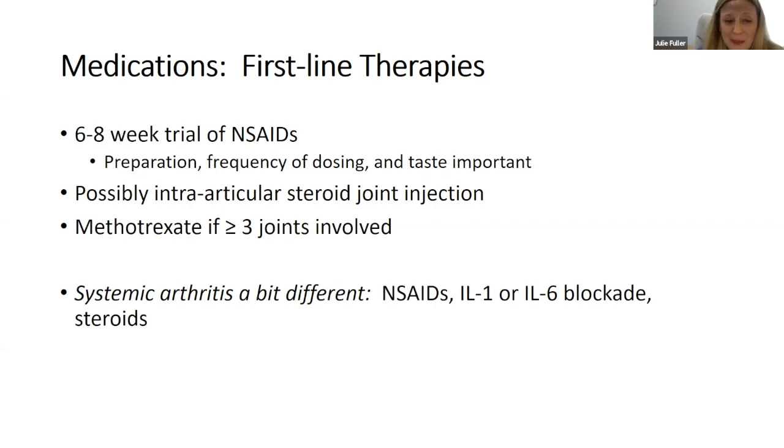And then obviously, if they're a systemic arthritis patient, we talked about how those patients are a little bit different. NSAIDs can still be first line if they're outpatient or mild, but many of these patients we do meet in the hospital or in ICU, and those patients really are going to require biologic therapy, particularly interleukin-1 or interleukin-6 blockade, or urgent steroids, or both.